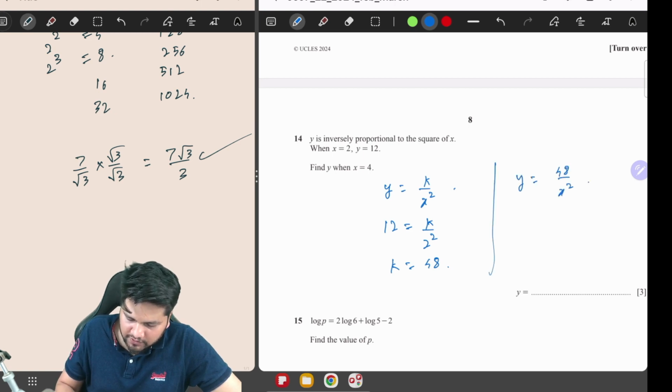Now all you have to do is substitute x is equal to 4 in this. So 48 upon 4 squared, which is 48 upon 16, which is nothing but 3.